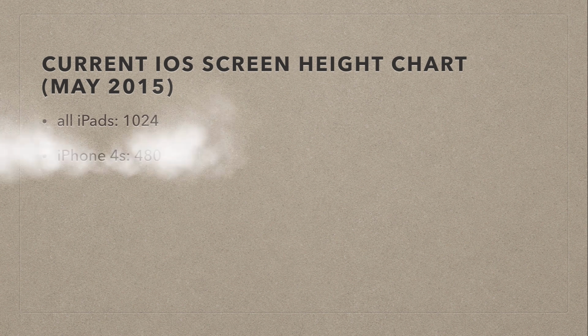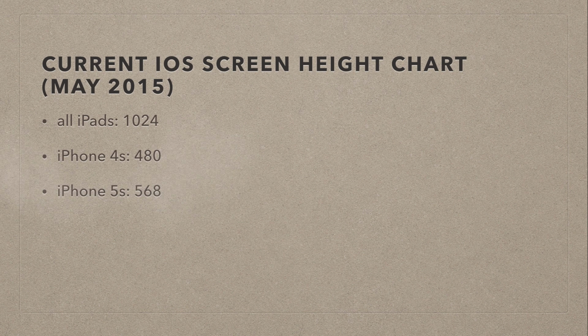Then we have our old friend, the iPhone 4S, still around, still capable of running iOS 8, and that has 480 pixels of screen height. That's also true for the iPhone 3GS, which is also still around, and the iPod Touch 4th generation. And then we have the iPhone 5, 5S, and 5C, and they're all, including the iPod Touch 5th generation, 568 pixels of screen height.